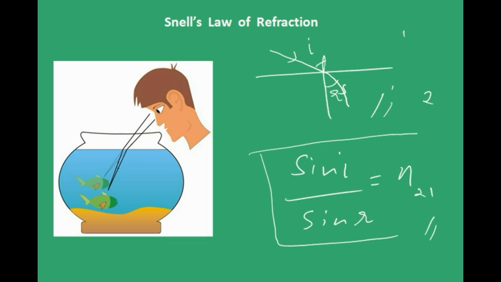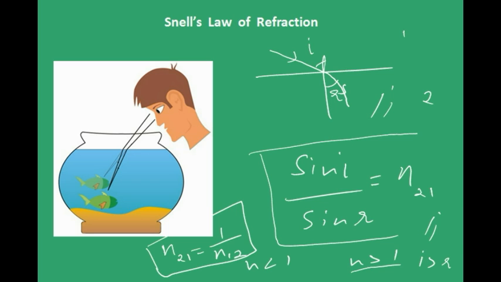So if n is greater than 1, what does it mean? It means that sin i is greater than sin r. That means that i is greater than r. So the light ray bends towards the normal if n is greater than 1. If n is less than 1, the light ray bends away from the normal. That is, the angle of refraction will be greater than the angle of incidence. If the refractive index of medium 2 with respect to 1 is n21, then that will be equal to 1 by the refractive index of medium 1 with respect to 2. The reciprocal of one gives the other.